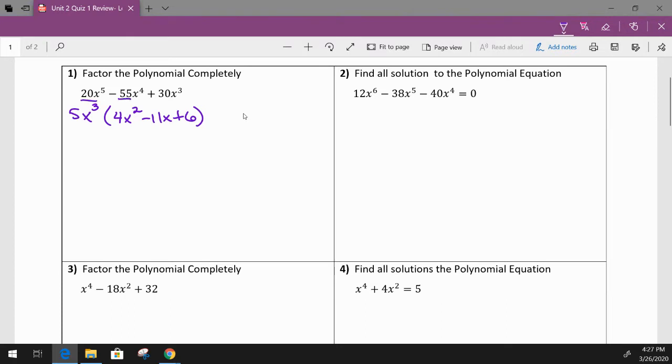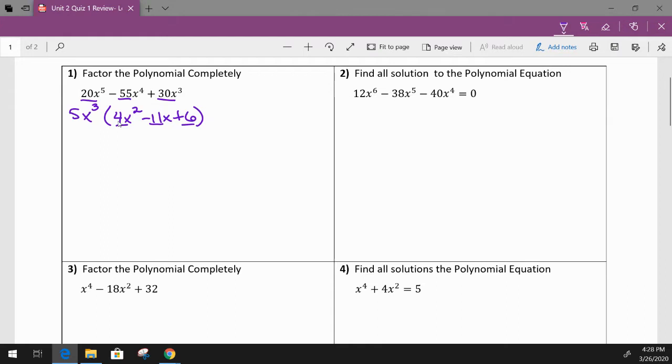Also notice you have 3 terms to begin with, and you have 3 terms in the parentheses. If we were to multiply the 5x to the third back into each of these terms, we would get what we started with. Now that we've factored out the 5x to the third, we have to focus on this trinomial, 4x squared minus 11x plus 6. This is not a basic trinomial because the 4 in front is not 1.